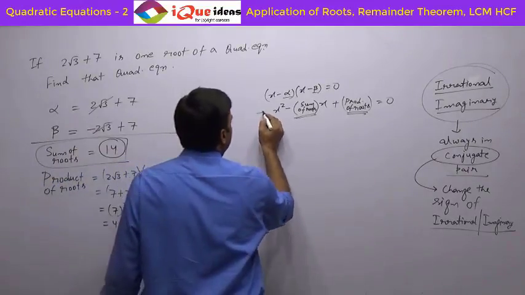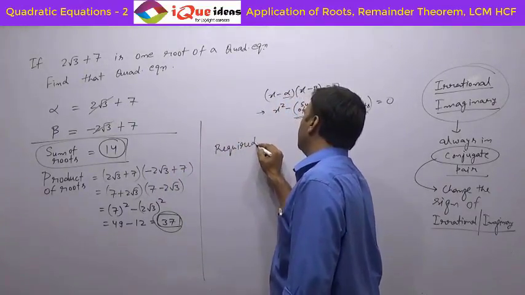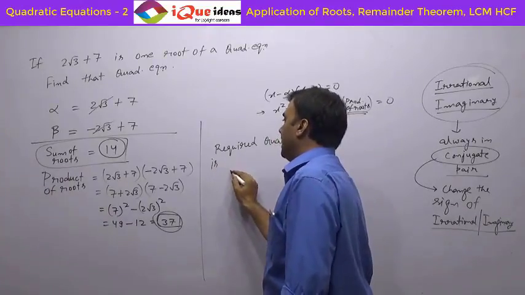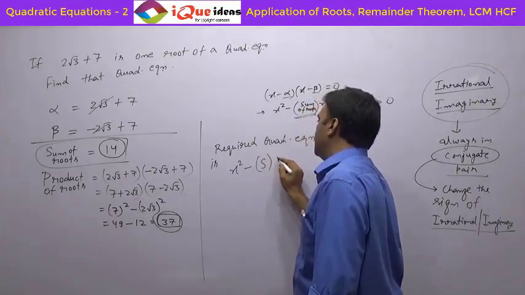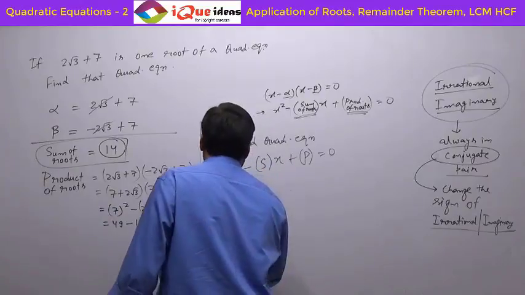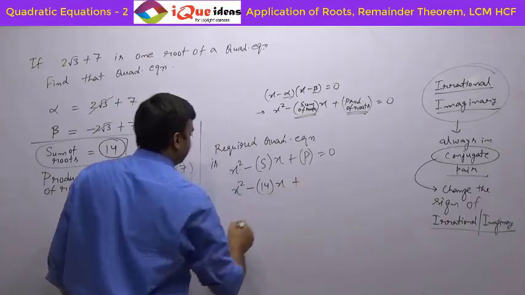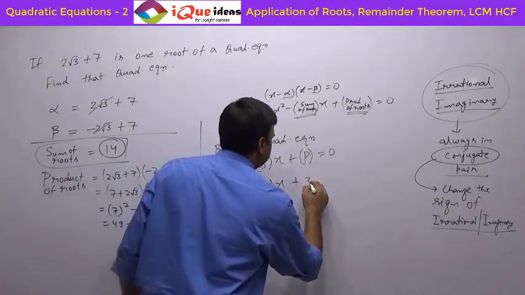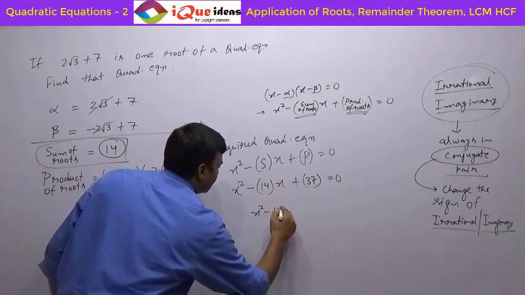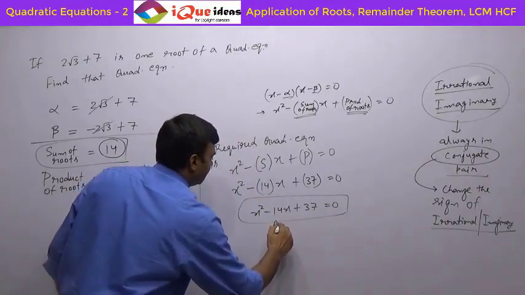So from the second method, we can directly find that the required quadratic equation is x square minus the sum of roots into x plus the product of roots equal to 0. Here we can say it is x square minus, in place of sum of roots we can place 14, into x plus, in place of product of roots we can place 37, right, equal to 0. So the final answer is x square minus 14x plus 37 equal to 0, right. This is the answer of this question.